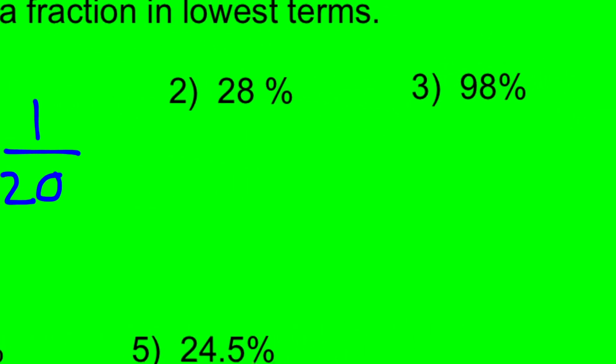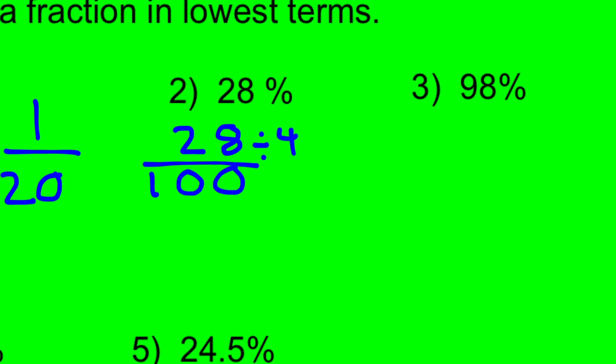Number 2, 28%. Well, percent means out of 100. 28 out of 100. The greatest common factor of 28 and 100 is 4. So divide the numerator and denominator by 4. 28 divided by 4 is 7. And 100 divided by 4 is 25. 7 over 25 in lowest terms is the answer.